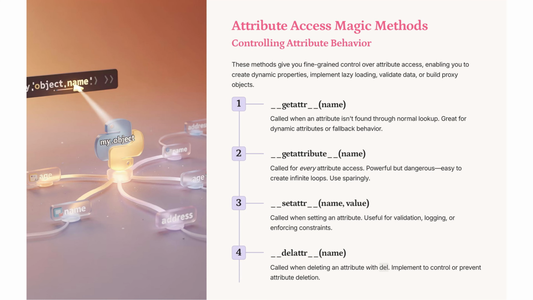__getattr__ is invoked when an attribute isn't found, ideal for dynamic attributes or fallback behavior. __getattribute__ is called for every access, offering power, but risking infinite loops. __setattr__ is used for setting attributes, useful for validation or logging. __delattr__ controls attribute deletion, allowing you to prevent or manage deletions effectively.